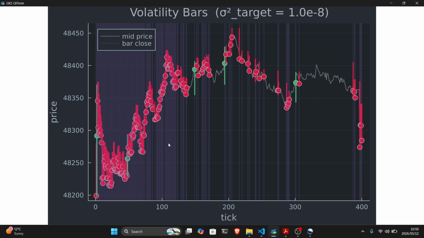But what's interesting is not where the bar gets closed. What's interesting is where it doesn't get closed, because when you look at where it doesn't get closed, most of these periods look like the market is either moving sideways or is indecisive. It's in between up and down.